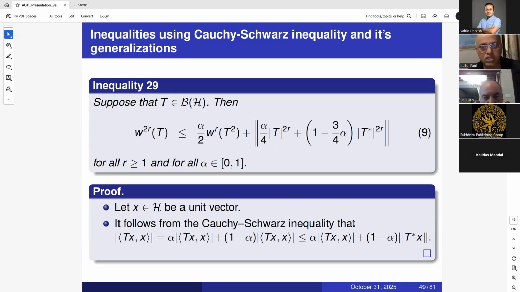Going on with these Cauchy-Schwarz inequalities, Buzano, there are many such inequalities that have been developed. Again I say, we have to focus on which inequalities have been used in developing those numerical radius inequalities again and again. There is another example of application of this Cauchy-Schwarz inequality to develop this: W of t to the 2 to the power r is less than or equal to alpha by 2 W of t square, and this alpha by 4 into this plus this. Here is the inclusion of this number alpha. Alpha is a number between 0 and 1.